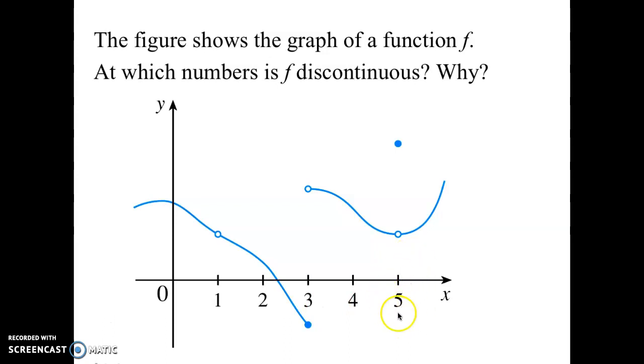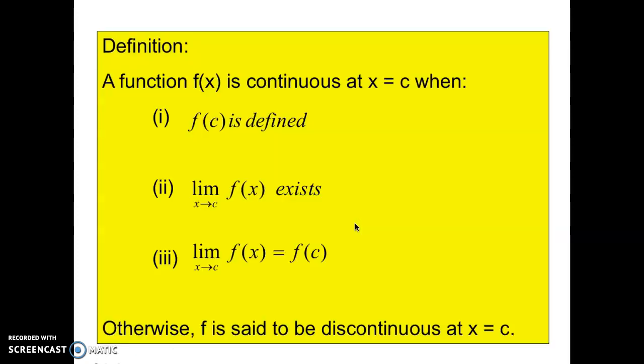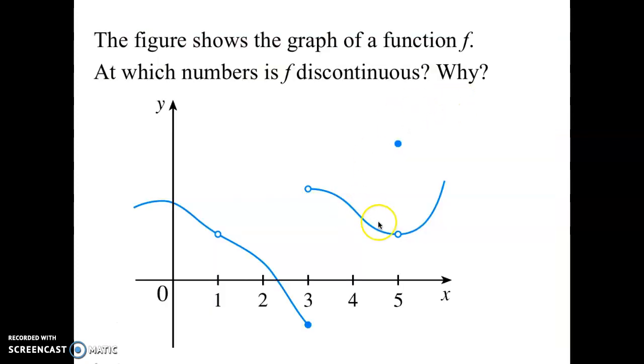At x equals 5 is my last possible point of discontinuity. Let's go through my 3 parts of the definition. Is the value defined? Does the limit exist? And does the value of the limit equal the value of the function? So let's see. Do I have a value of the function at x equals 5? Do I have f of 5? Yes. I have a solid dot up here. The value of the function at x equals 5 is that solid dot.